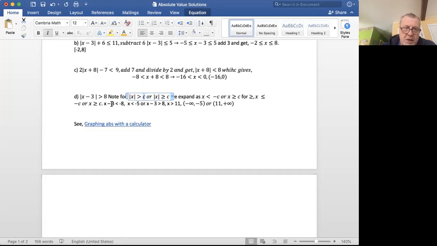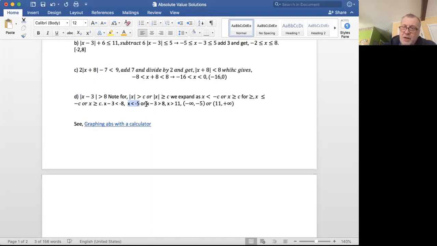So that means x minus 3, what's in the absolute value, is less than minus 8. That's where this comes from, right here. And we also have what's in the absolute value is greater than whatever this number is. In this case, it's 8. And we'll solve both separately. Okay, so for x minus 3 is less than minus 8, we add 3, and we get x is less than minus 5. For x minus 3 is greater than 8, we add 3, and we get x is greater than 11.